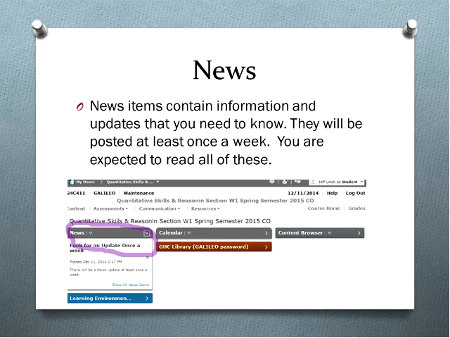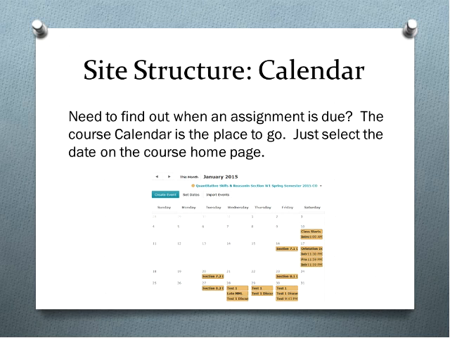There might be a change to something that's going on in the class, or maybe there was a power outage or some inclement weather that is going to force a change in a due date, and so I will put those announcements in the news items in the class. Those do have start and end dates, so that it doesn't clutter up your news box, and I'm trying to make that as efficient as possible for you to use.